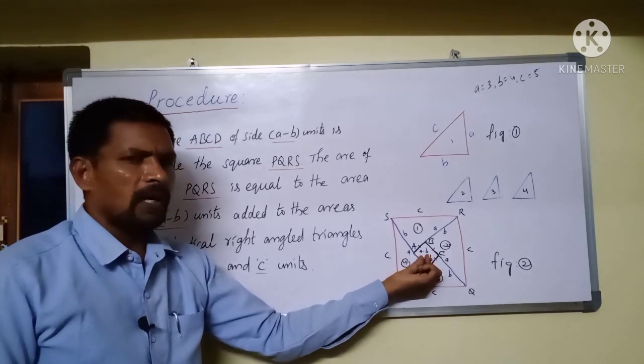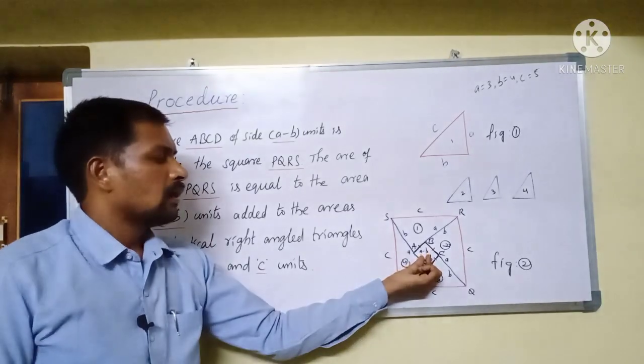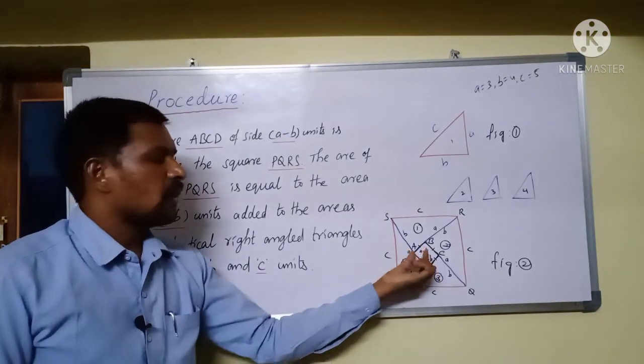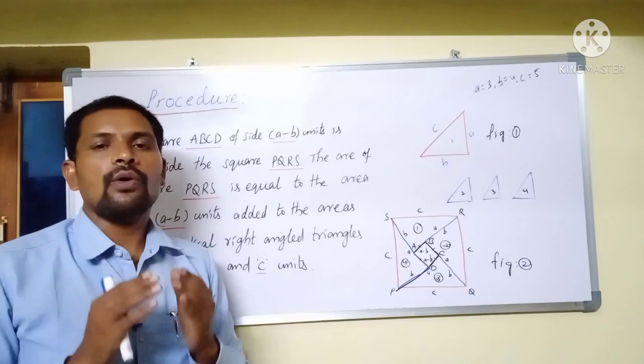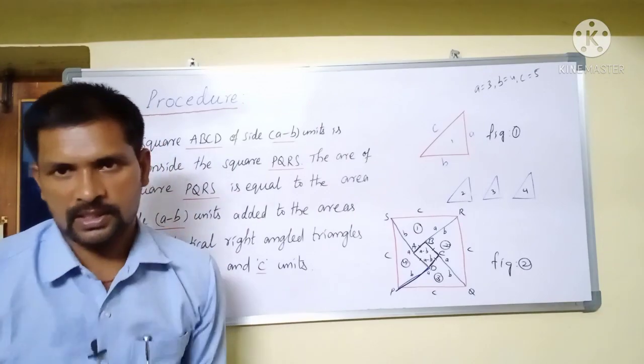So whatever is the remaining empty space is the square ABCD. So now let us move on to the observations.